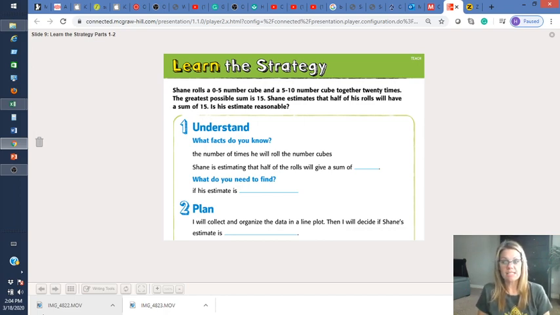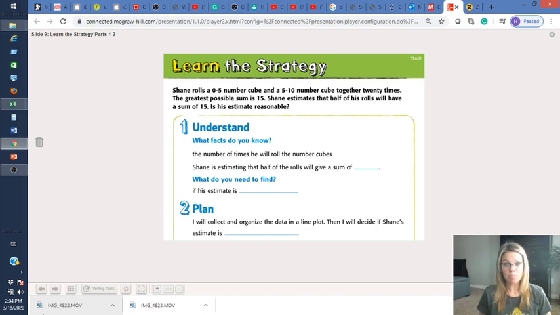So let's look at this where it says learn the strategy. It says Shane rolls a 0 to 5 number cube. So he has one number cube that has 0 to 5 and a 5 to 10 number cube. So a different number cube that has the numbers 5 to 10. And he rolls them together at the same time 20 different times. So he's like 1, 2, rolls them together 20 times. The greatest possible sum, so the biggest number on one cube is 5 and the biggest number on the other cube is 10. So that sum would be what? How do you find a sum? Add them together, right? So that would be 15.